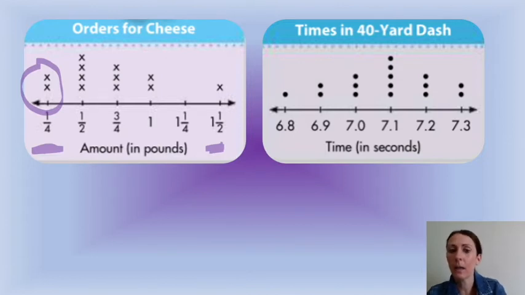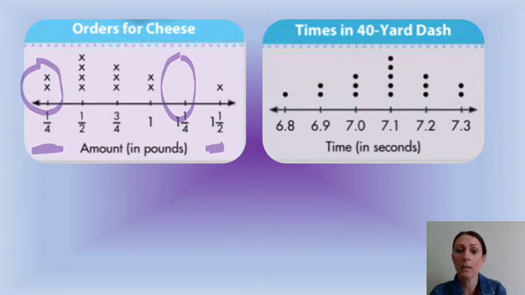Now let me ask you this. Do you see any x's over 1 1/4 pounds? No. So what does that mean if there aren't any x's over it? Right, that means that there weren't any orders for cheese that were 1 1/4 pounds.